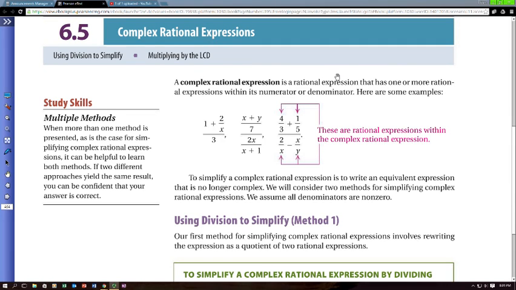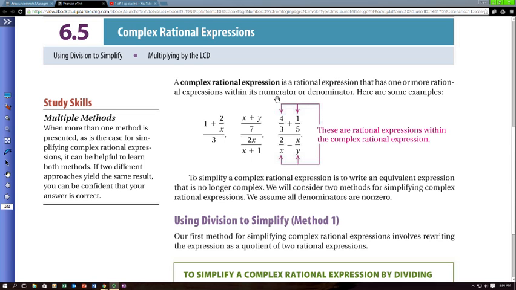Chapter 6, Section 5, Complex Rational Expressions. So we're going to basically look at fractions of fractions. That's what they mean by complex. And we're going to use division to simplify, and another method is multiplying by an LCD and using the identity of 1 in a special way, a strategic way again. But first let's look at this division to simplify.